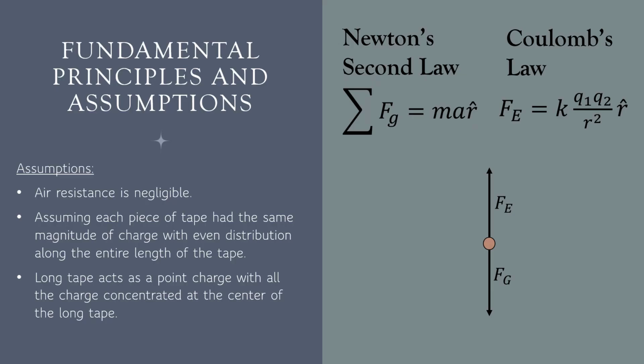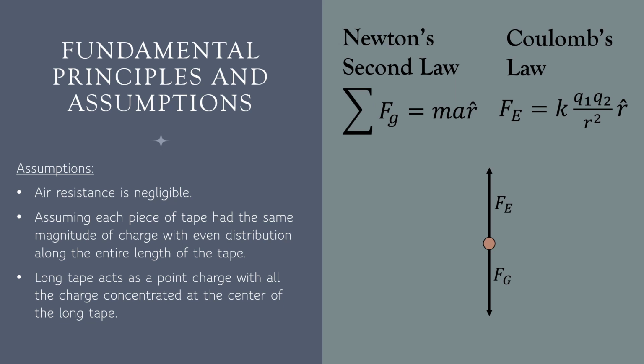The fundamental principles and assumptions for this lab are as follows. The assumptions are that air resistance is negligible, and we are also going to assume that each piece of tape had the same magnitude of charge with an even distribution along the entire length of the tape, just to make calculations easy. And the long tape will act as a point charge with all the charge concentrated at the center of the long tape.